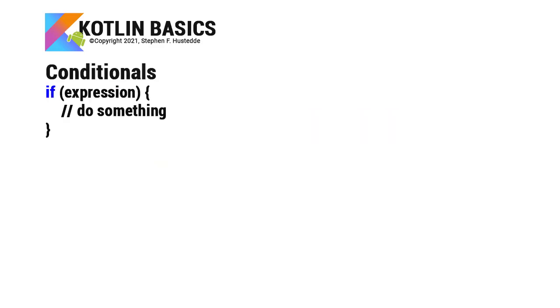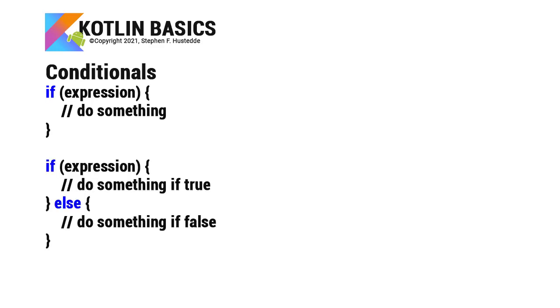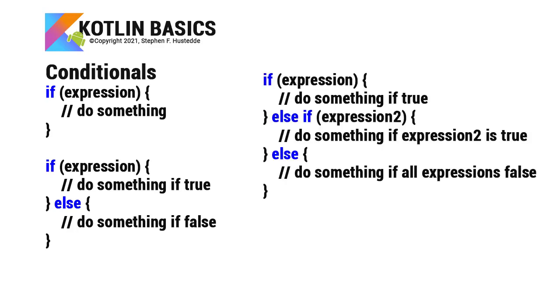Conditionals, we have the traditional if conditional. We're going to have an expression do something if it's true. There's an if else, to have a true fork and a false fork. And there's an if else structure, and we can have as many else if forks as we need. And if none of the else if expressions are true, then we have an else default.